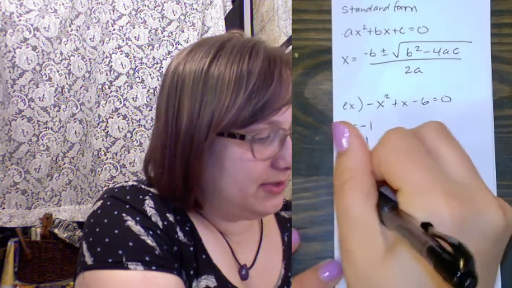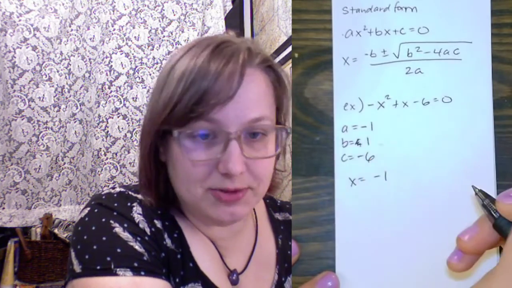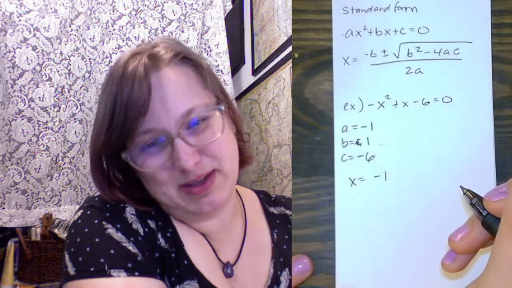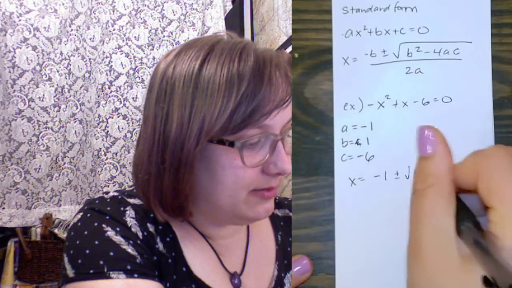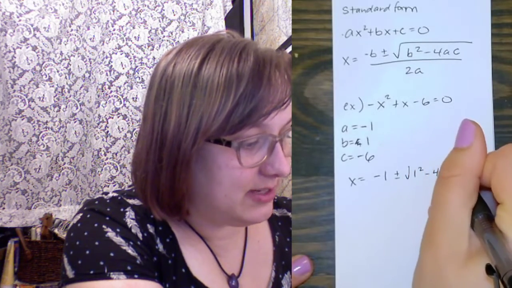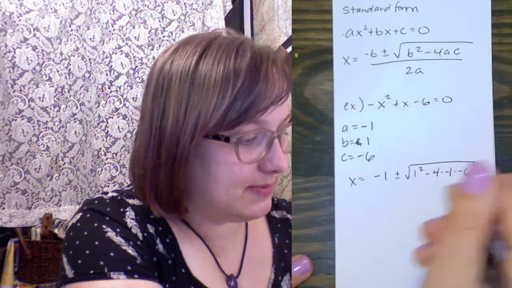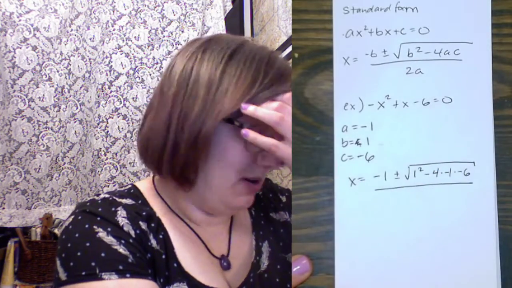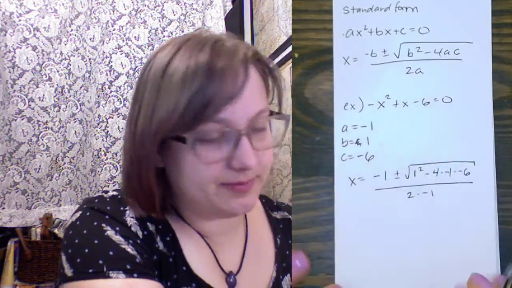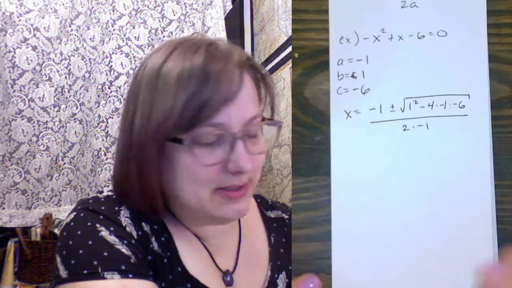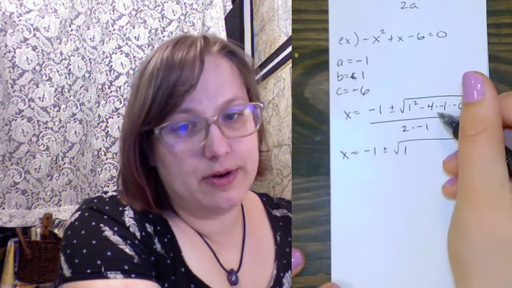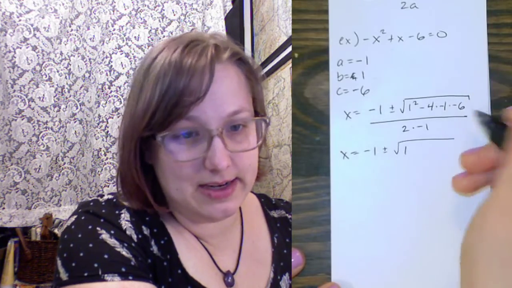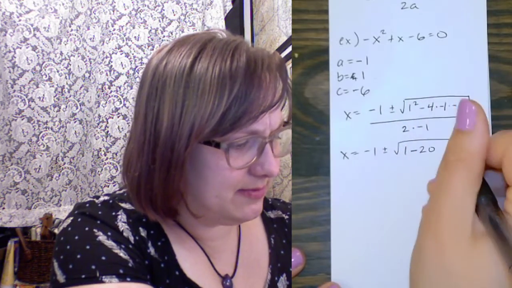So we go x equals negative b, which is negative 1. If b was already negative, this would just become a positive. Plus and minus the square root of 1 squared minus 4 times a, which is negative 1, times c, which is negative 6, all over 2 times a. And then I just do this math real quick. So x equals negative 1 plus and minus the square root of 1 squared, which is 1. Negative 4 times negative 1 is 4, times negative 6 is negative 24.